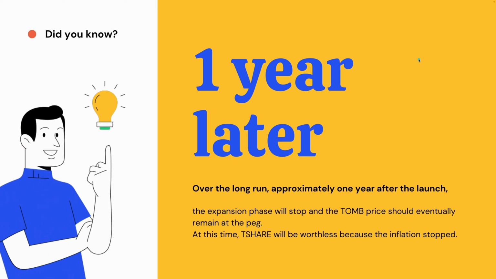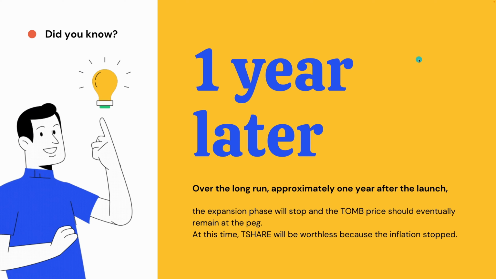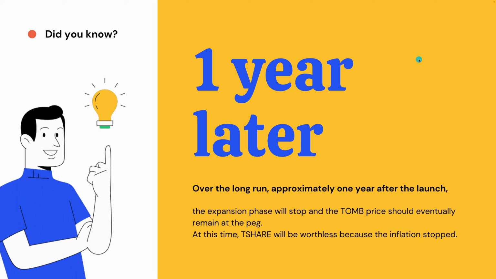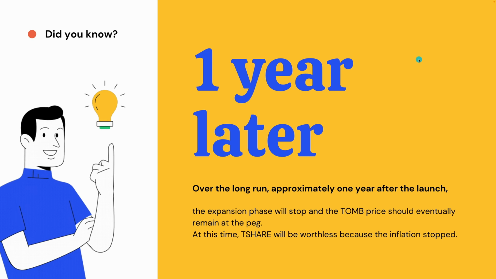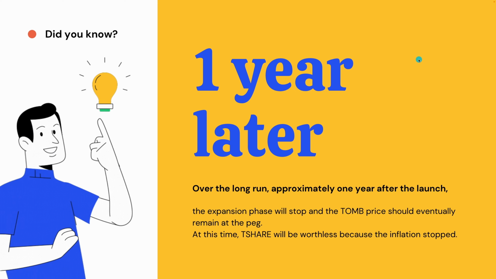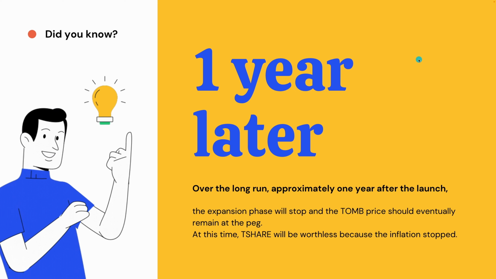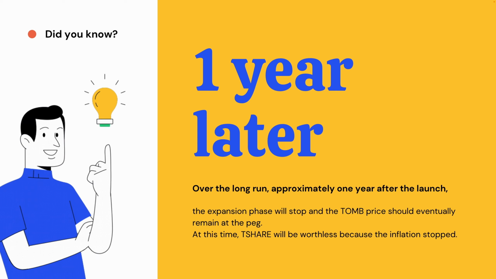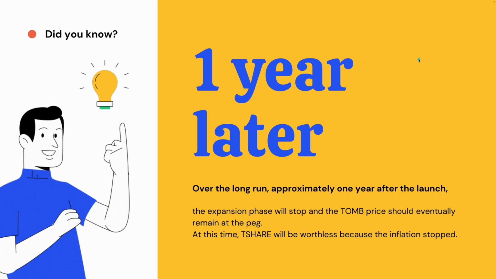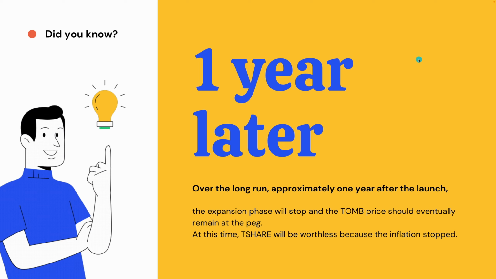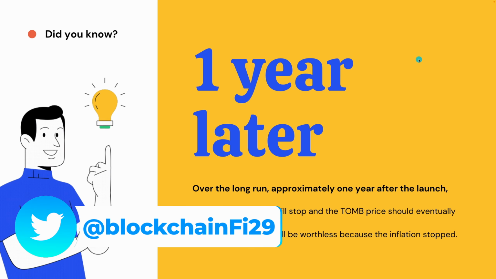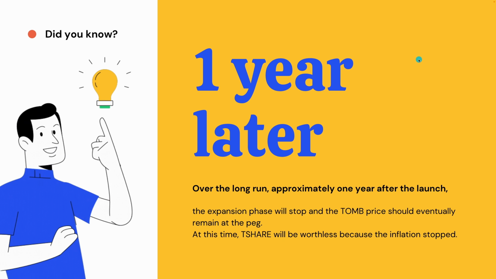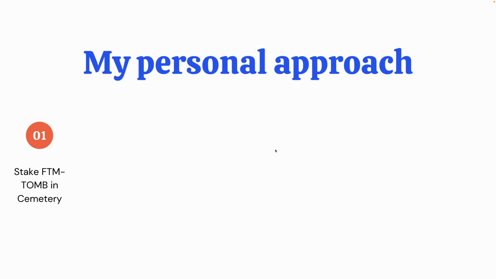Now, there is something really important you should have in your mind. Over the long run, approximately 1 year after the launch, and you can read this in their documentation, the expansion phase will stop and the Tomb price should eventually remain at the peg. So it should have the same price as Phantom. 1 Tomb should be 1 Phantom. At this time, T-Share will be worthless because the inflation stopped and the T-Share will not print more Tomb. This is something very important to keep in mind.